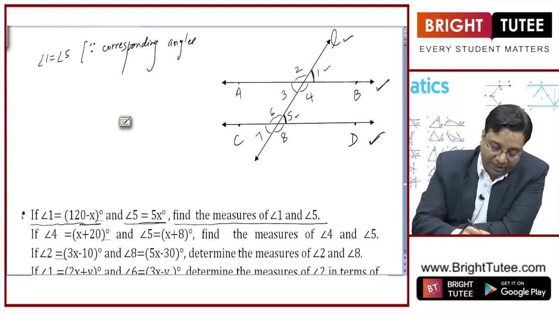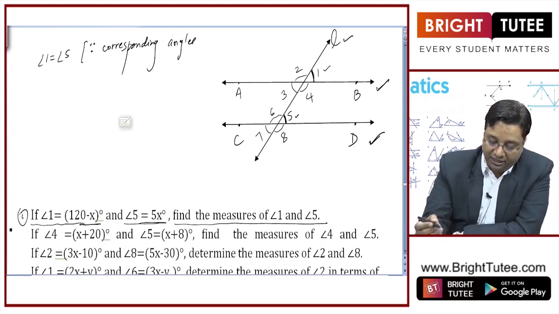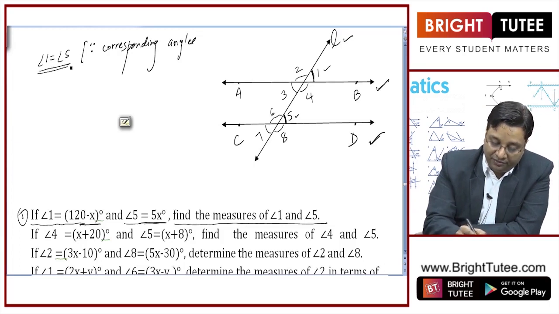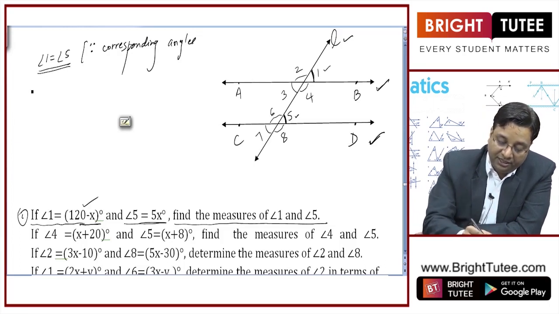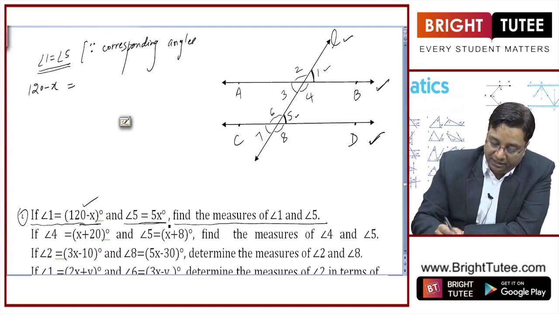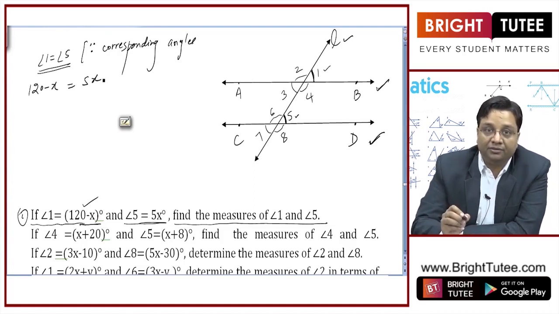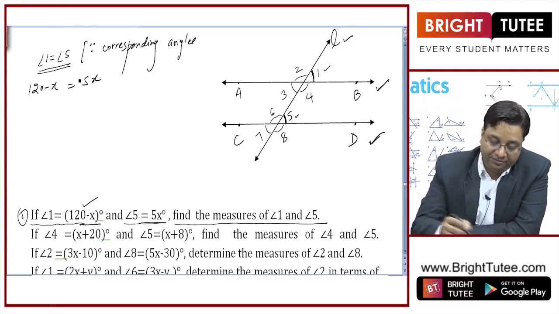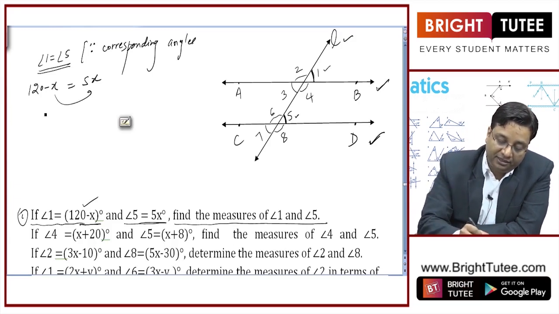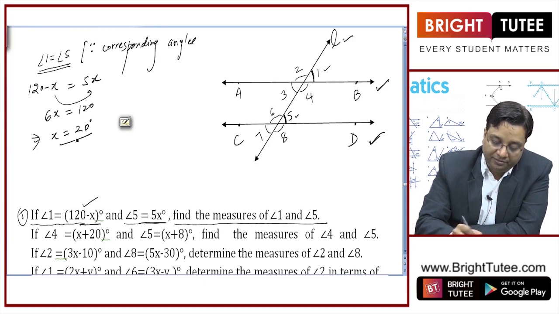So, the first problem here, if I want to solve it here itself, I can say that angle 1 is equal to angle 5. What is the measure of angle 1 in terms of x? It is 120 minus x degrees and it is equal to 5x degrees. For the moment, I am not writing degrees here. In the final answer, I will write it. So, if I bring this x here, 6x will be equal to 120. Hence, I can say x is equal to 20 degrees, right?